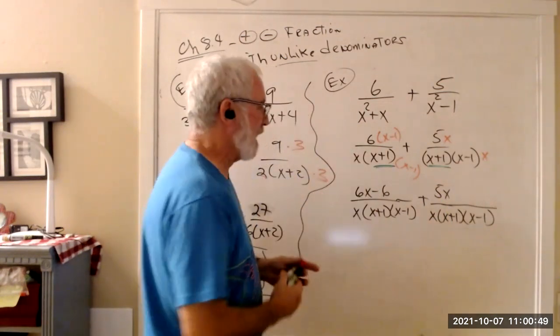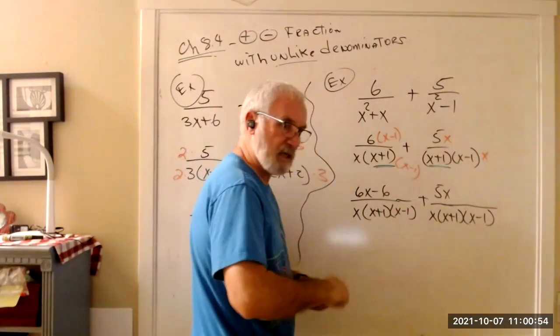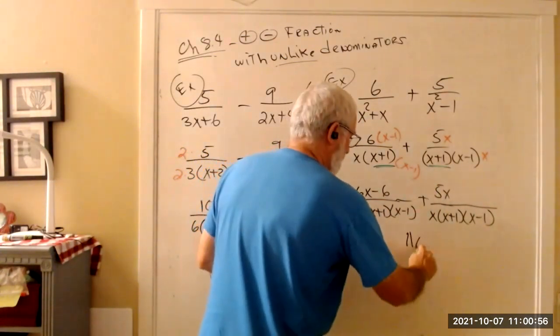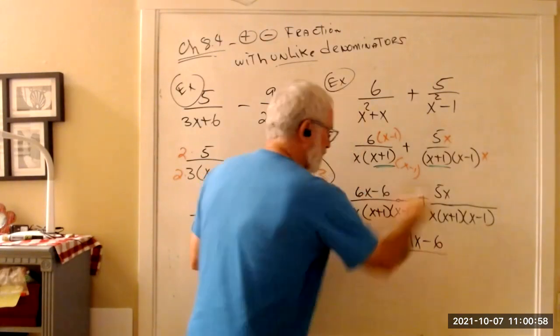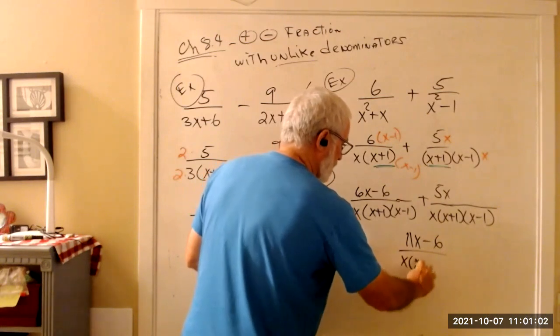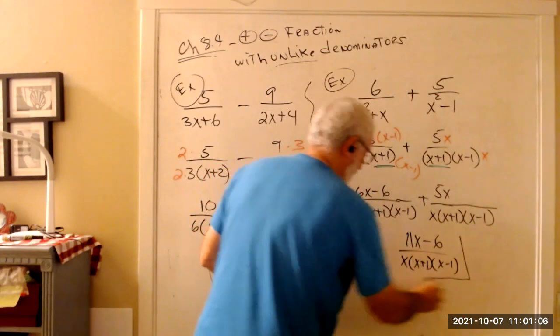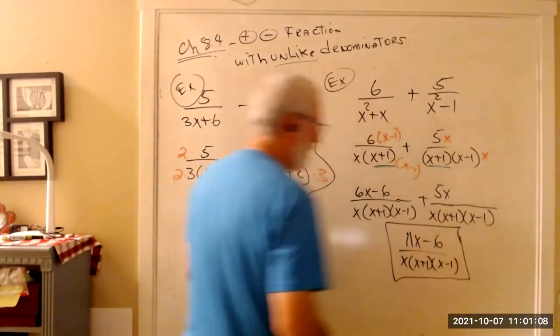So now we add like terms. The only thing I can add is 6x and 5x makes 11x minus the 6. And I just keep the denominator, x times x plus 1 times x minus 1. And that is my final answer.